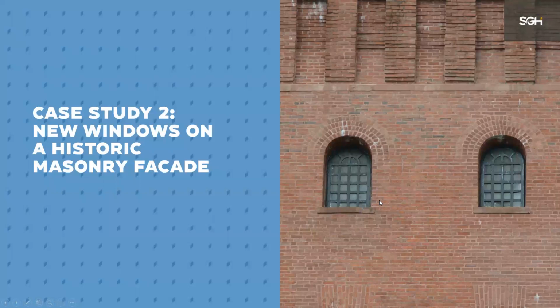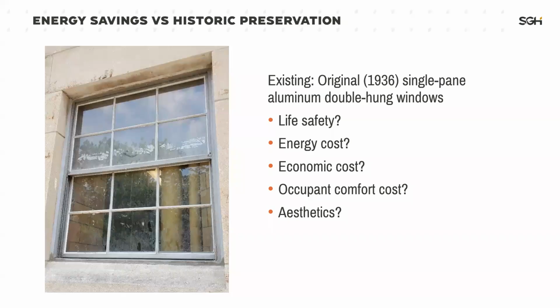Okay. Let's move on to our second case study, in which a client came to us proposing installing new windows on a historic masonry facade. This building was constructed in the 1930s. It's at a university in the Midwest. And when it was constructed, these windows were installed. So these windows are original to the building. They're single pane aluminum double hung windows.